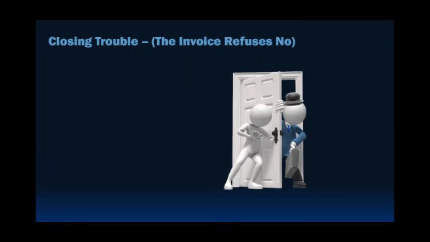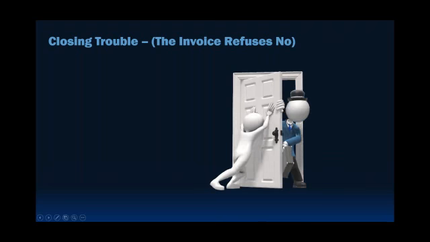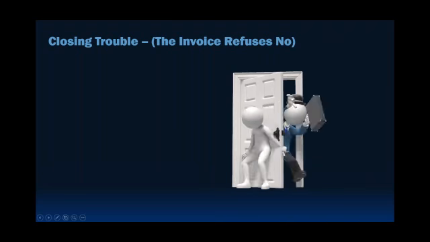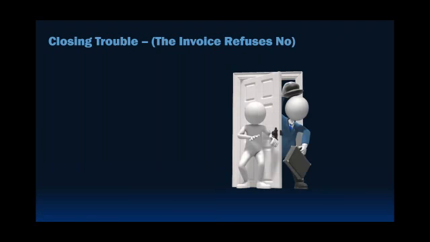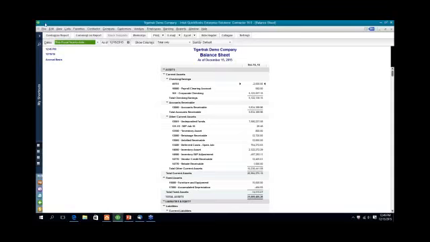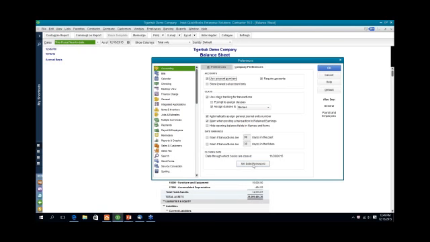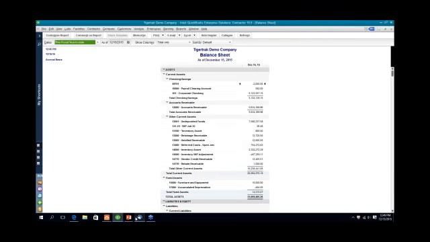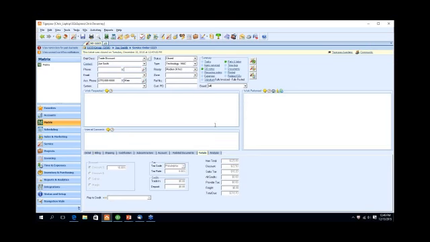Closing trouble. The invoice refuses to say no. So I'm not sure if any of you guys are doing this in your database right now, but it's very possible with your QuickBooks to come out and close your books. And if you're not doing it, I think you should. Now, the one thing you're going to notice with a manual invoice, with an invoice inside Tigerpaw, is that it's not going to honor that date.